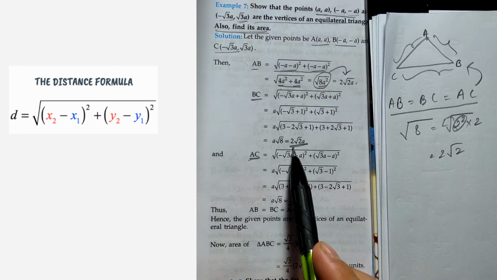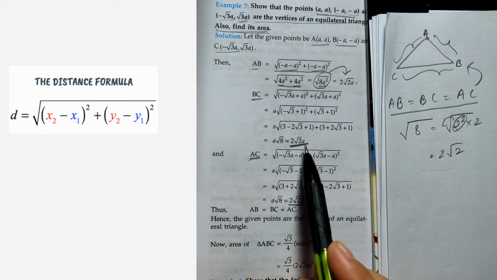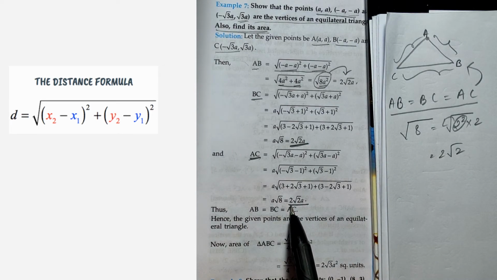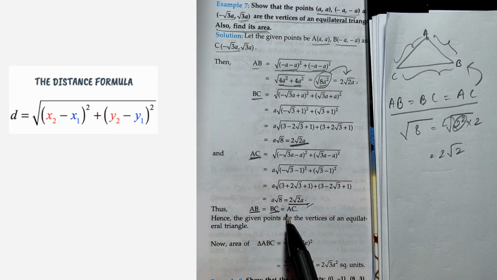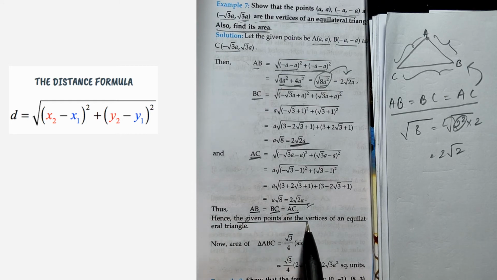BC is similarly equal to 2 root 2A. AC is also equal to 2 root 2A. From these three, we see that AB equals BC equals AC. That means all three sides are equal. The given points are vertices of an equilateral triangle.